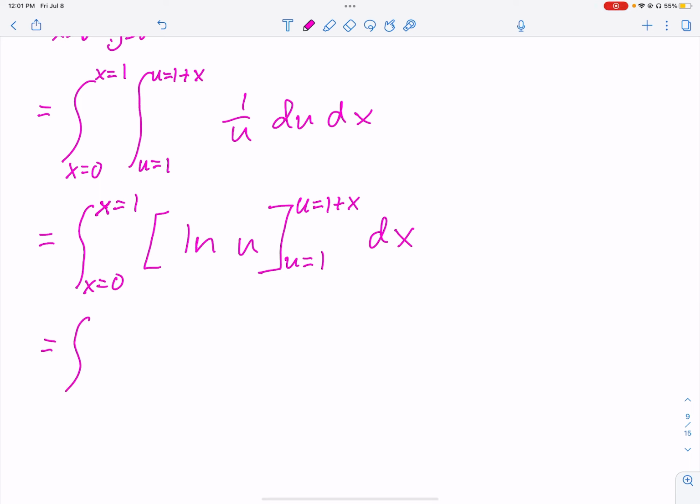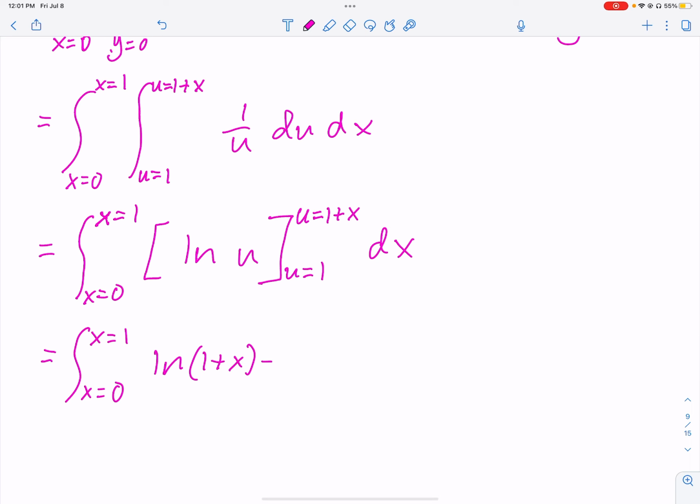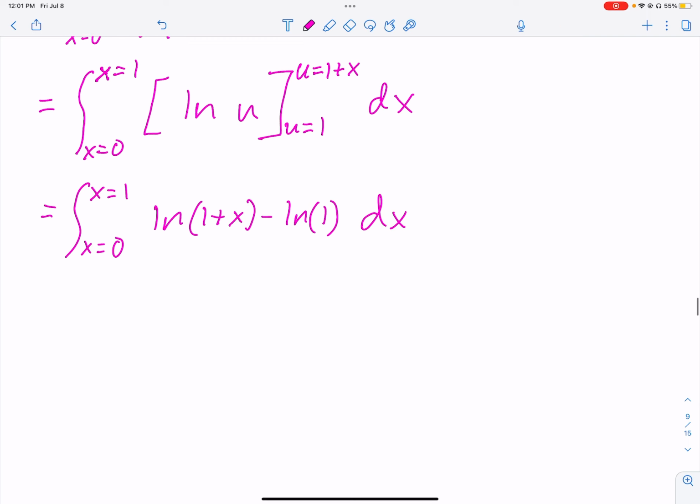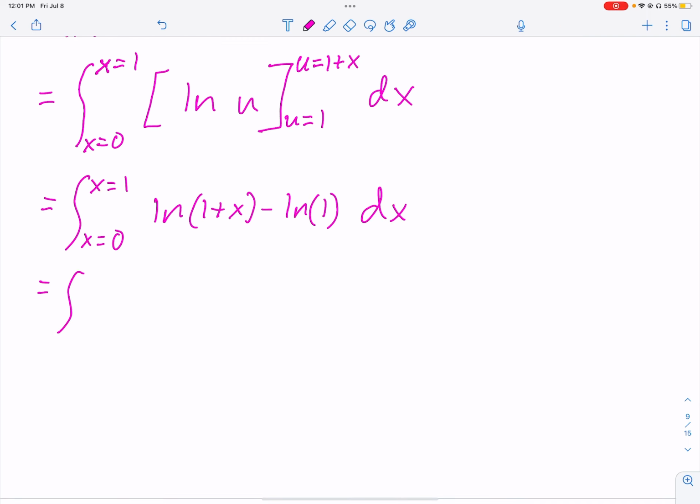Then we get to plug this stuff in. So x equals 0, x equals 1. We get ln of 1 plus x minus ln of 1. Hopefully that is a red flag for you. ln of 1 is 0. So I'm going to drop my bounds because all I have are x's. So this is what I get here.